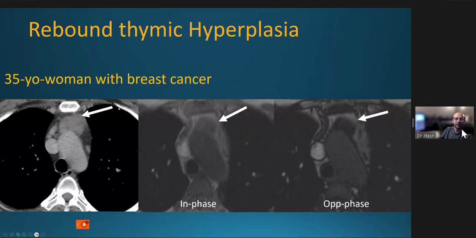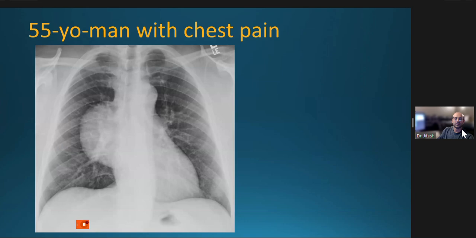So this is very helpful when we have this kind of imaging pattern. So this is a rebound thymic hyperplasia where MR was helpful. So now let's look at this case.